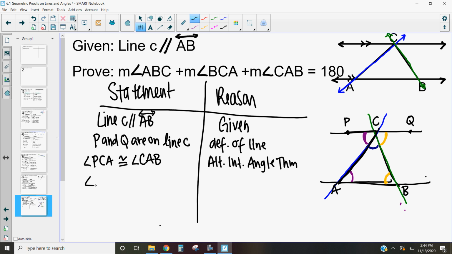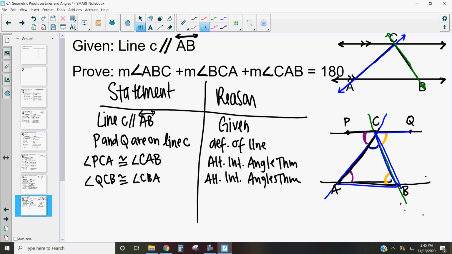Similarly, we know that angle QCB is going to be congruent to angle CBA. And the reason why those are congruent is the same thing. They are alternate interior angles. Okay, and so that's by the alternate interior angle theorem.